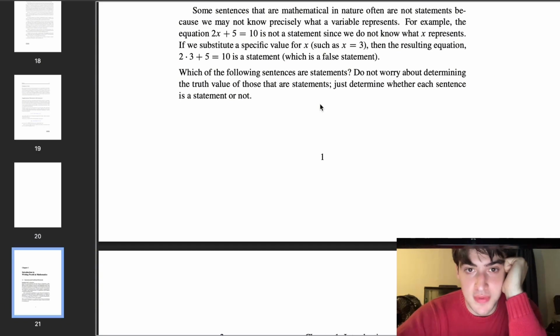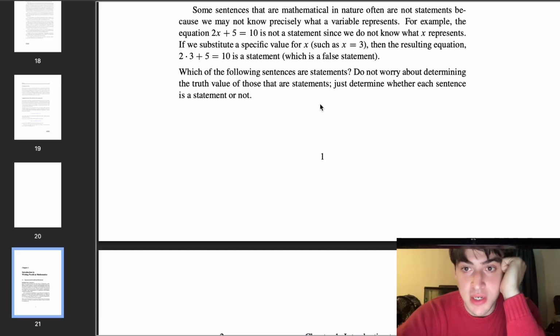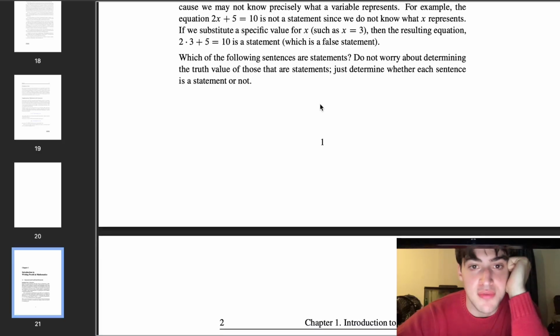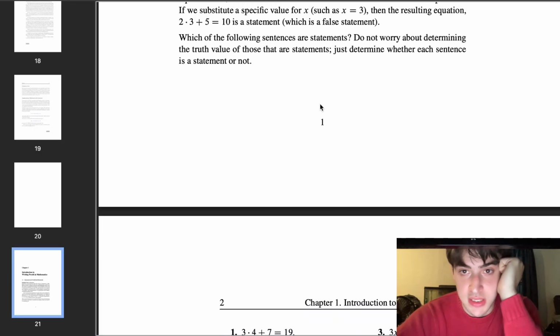Some sentences that are mathematical in nature often are not statements, because we may not know precisely what a variable represents. For example, the equation 2x plus 5 equals 10 is not a statement, since we do not know what x represents. If we substitute a specific value for x, such as x equals 3, then the resulting equation 2 times 3 plus 5 equals 10 is a statement, which is a false statement. Because 6 plus 5, that's 11.